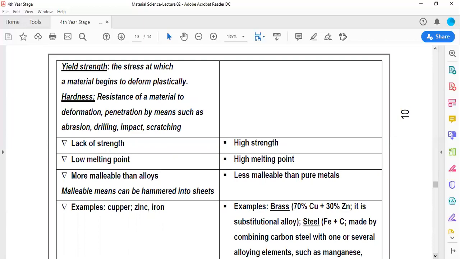Metals are more malleable than alloys, and the alloy, of course, is less malleable than pure metals. For malleable, from our previous sessions, I wrote it for you again, just to remind you, malleable means it can be hammered into sheets. الطرق ممكن يعني بالعربي يقولون قابلة للطرق. قابلة للطرق. الدكتايل قابلة للسحب.